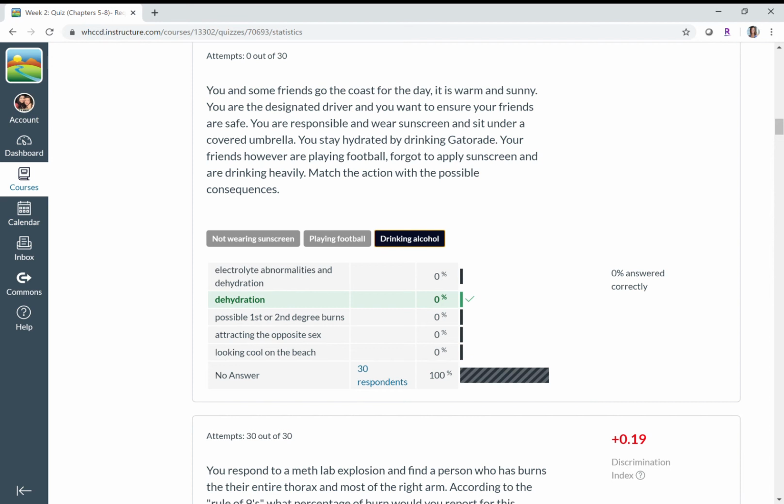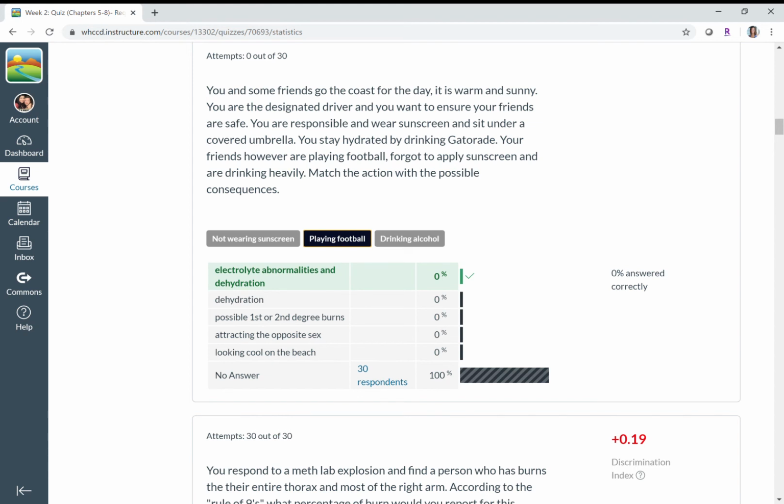electrolyte abnormalities. So like I said, this is a poorly written question, so I'm not going to hold you accountable for that. If you got this right, yay on you, you're probably reading my mind, but I know that a majority of you got this wrong. So drinking alcohol, although it will lead to electrolyte abnormalities, what I was going for there was dehydration, and playing football makes you sweat. Sweating makes you lose electrolytes. And also gets you dehydrated.